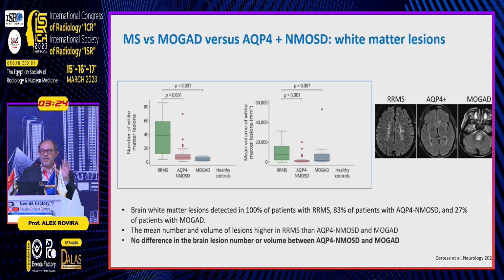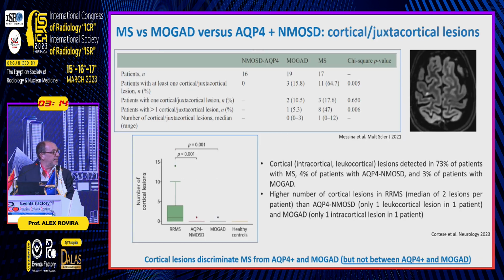Unfortunately, when they try to make a difference between MOG and aquaporin 4, there is no significant difference. So it's extremely difficult from a radiological point of view to discriminate between MOG and NMOSD. Another option for differential diagnosis is to assess the presence of cortical lesions, purely intracortical or juxtacortical, very common in MS, particularly if you perform a double inversion recovery sequence or a heavily T1 weighted sequence.